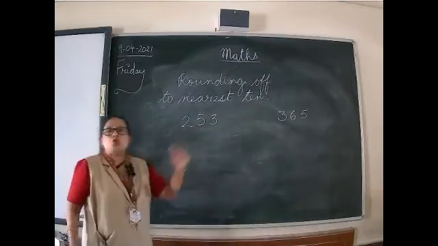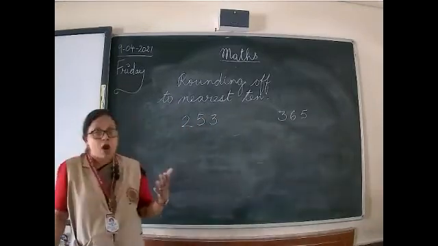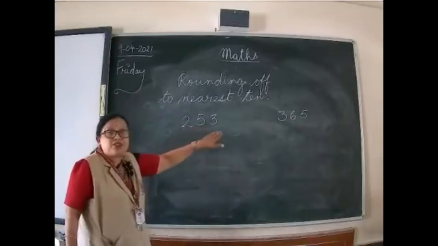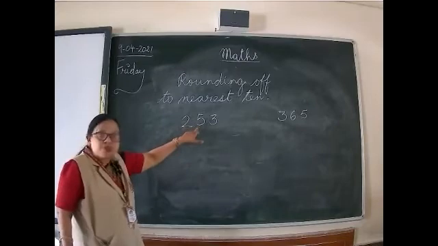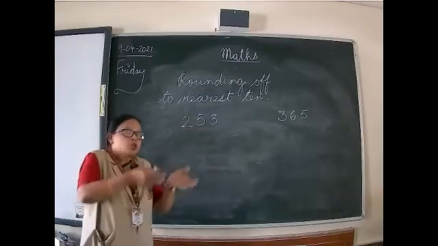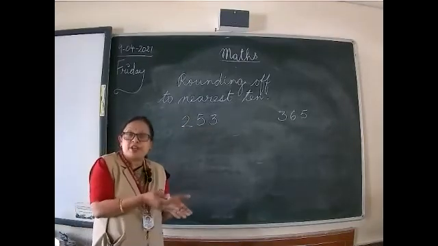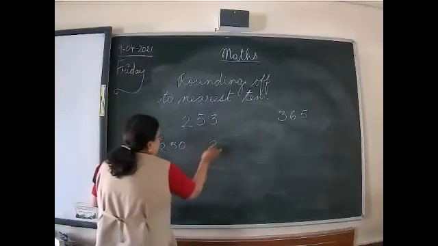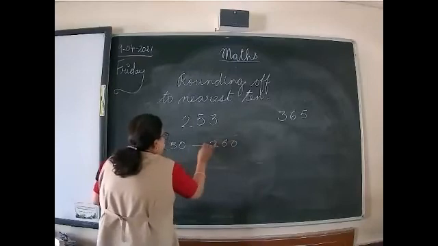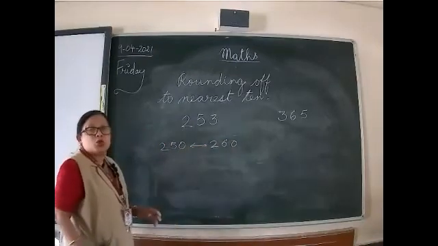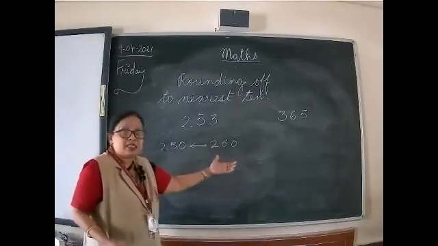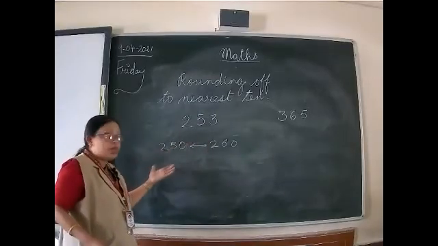I have taken these two numbers. You have to round them off to the nearest 10. Now this 253, the tens is 50, 53. So it is coming in between 250 and 260. It comes in between these two numbers. So which is nearest to it, 250 or 260? Means this number is nearer to this or that.